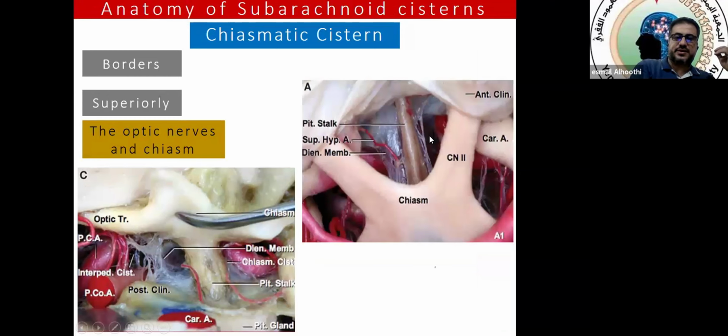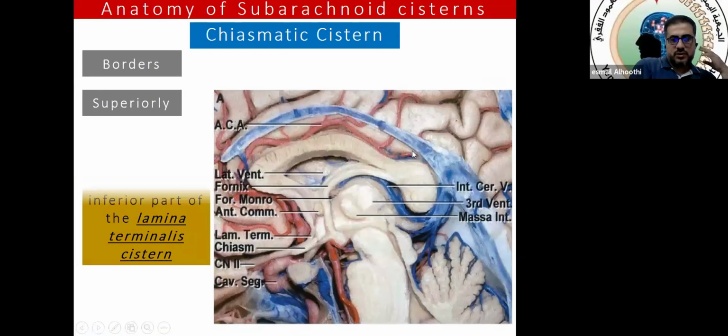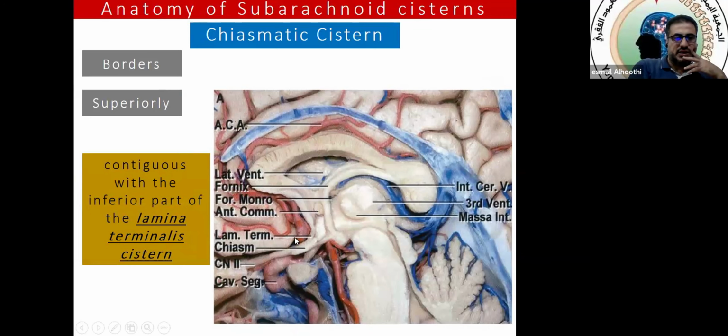This is the cistern pictured from above, just below the chiasm and the optic nerves. Superiorly, it communicates with the inferior part of the lamina terminalis cistern. So this is the optic chiasm. Just above it is the lamina terminalis cistern, and below is the chiasmatic cistern.